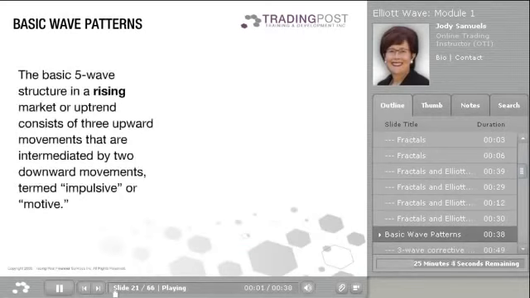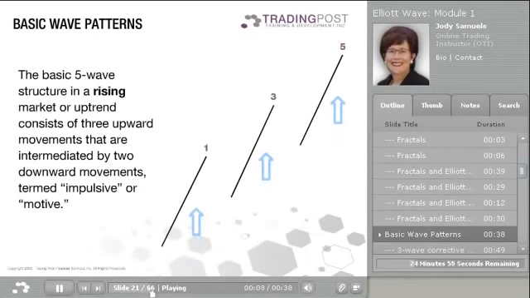The basic 5-wave structure in a rising market or uptrend consists of 3 upward movements that are intermediated by 2 downward movements. This 5-wave structure is termed motive. Waves 1, 3, and 5 are called impulsive or motive waves and move in the direction of the trend. And in this example, an uptrend, they are rising waves. Waves 2 and 4 are called corrective waves and are counter-trend interruptions, moving against the trend. This is the basic 5-wave count.